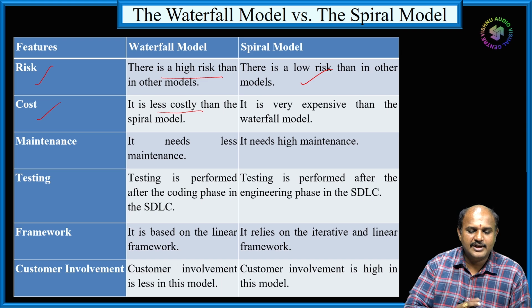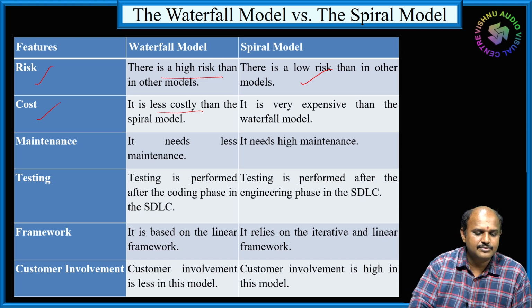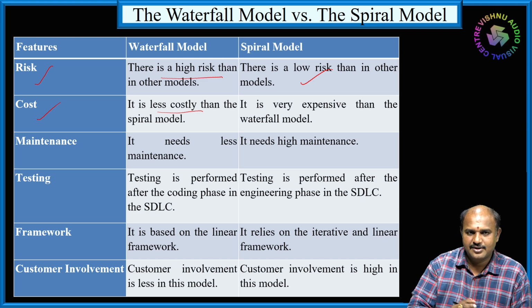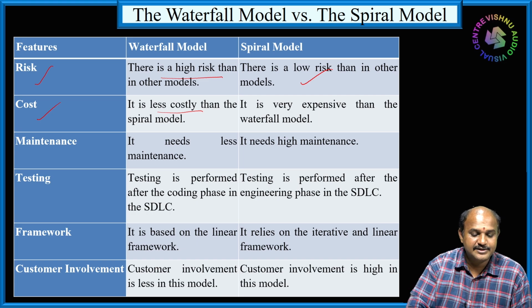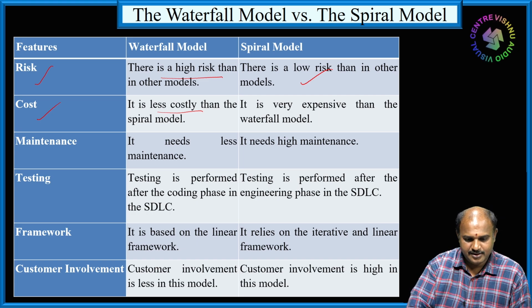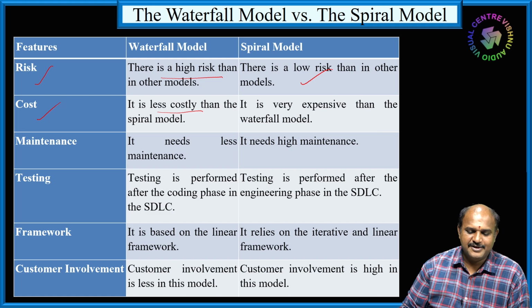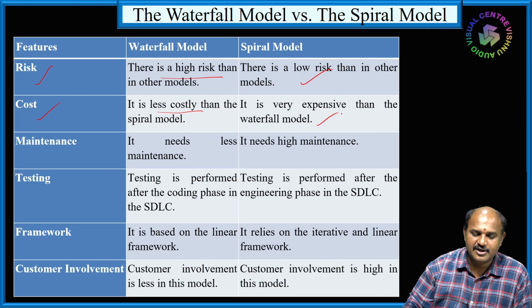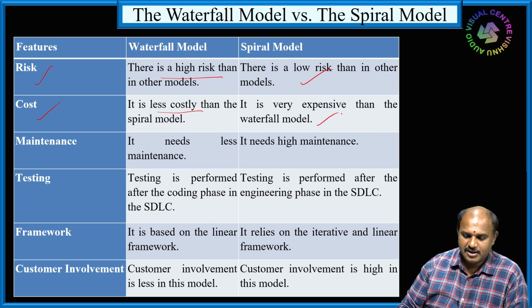Next one, cost. Obviously, there is no risk, so it is less costly than the spiral model, because here there is high risk. It is low cost, small applications, very inexpensive. Similarly, in the waterfall, in the spiral model, what happened?